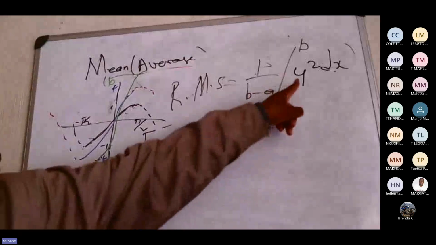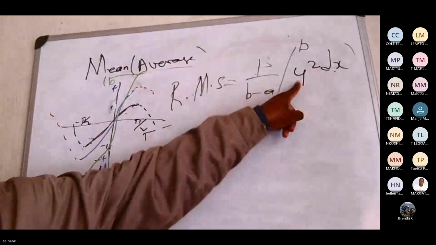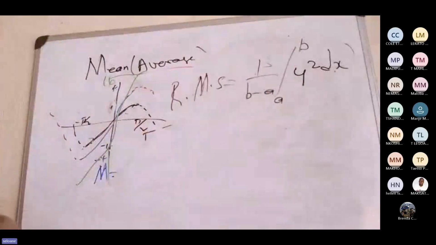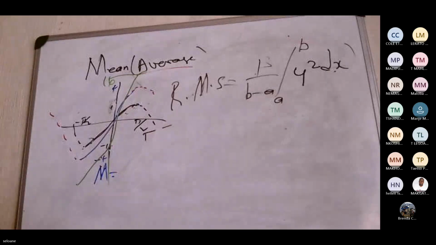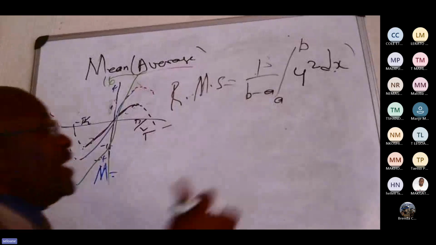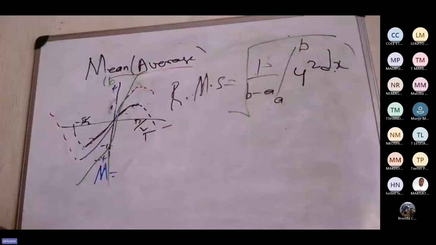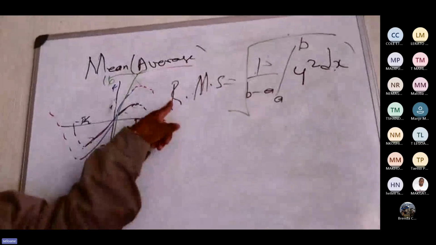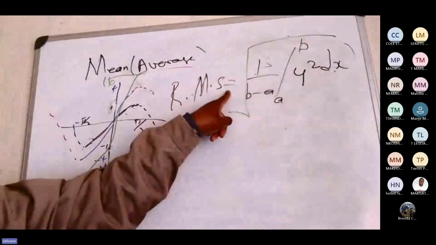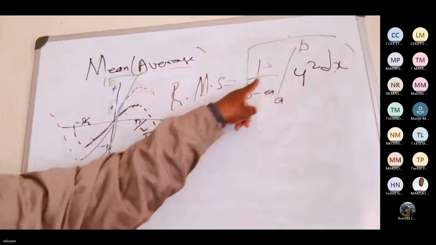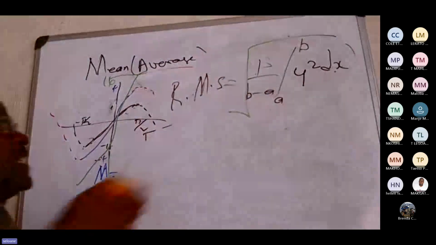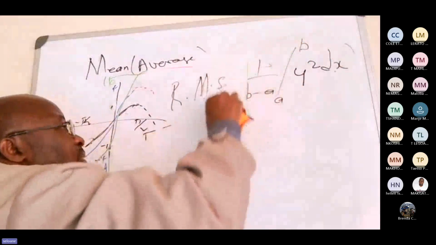Then, because we have squared now, we reverse the square. How do you reverse the square? Then you take the square root. Then that is the formula. The formula for the root mean square is this. But you can just start with this one.